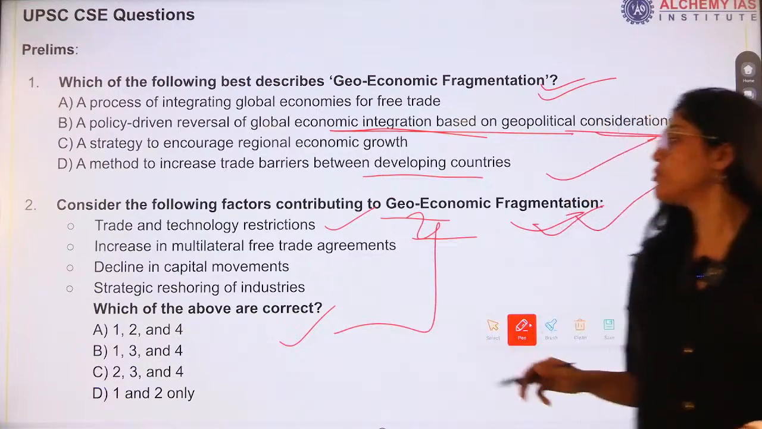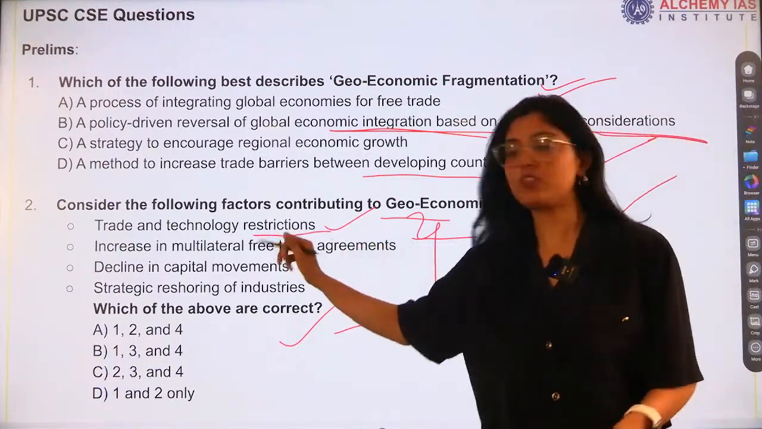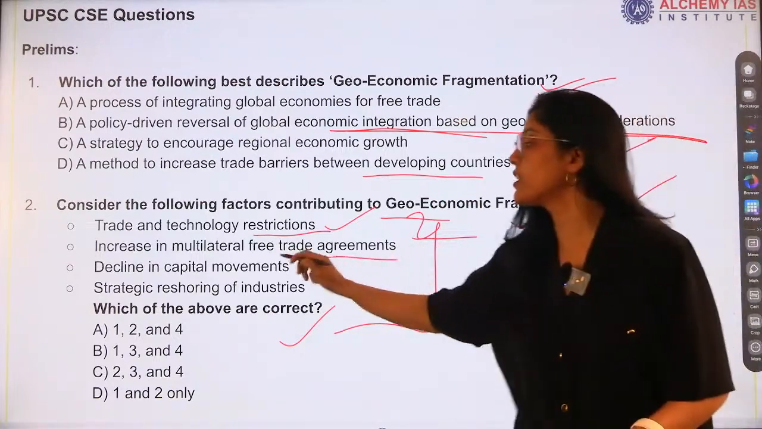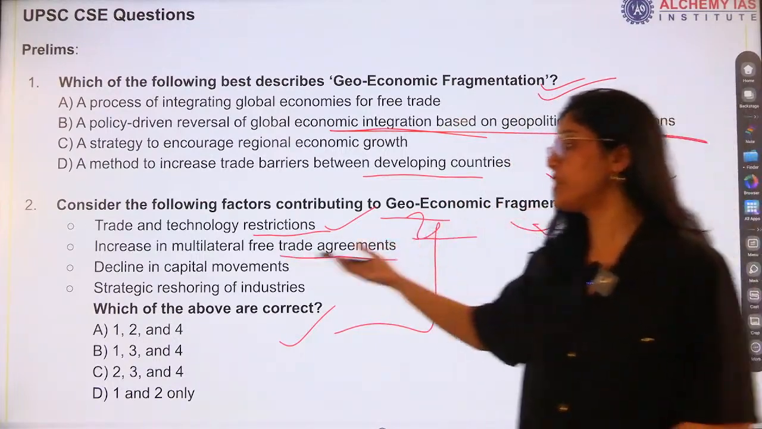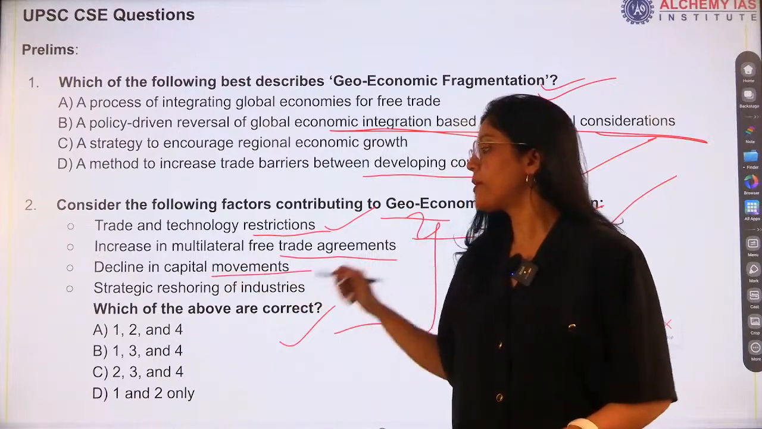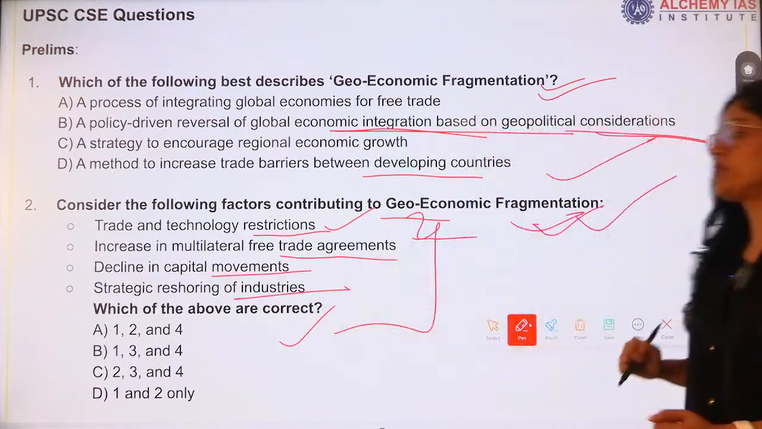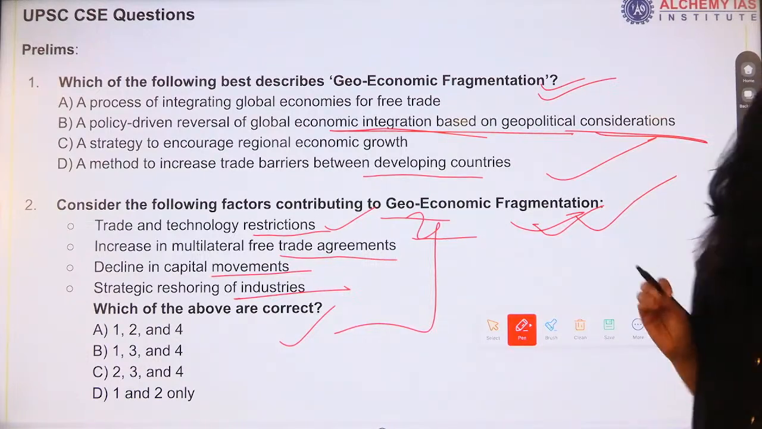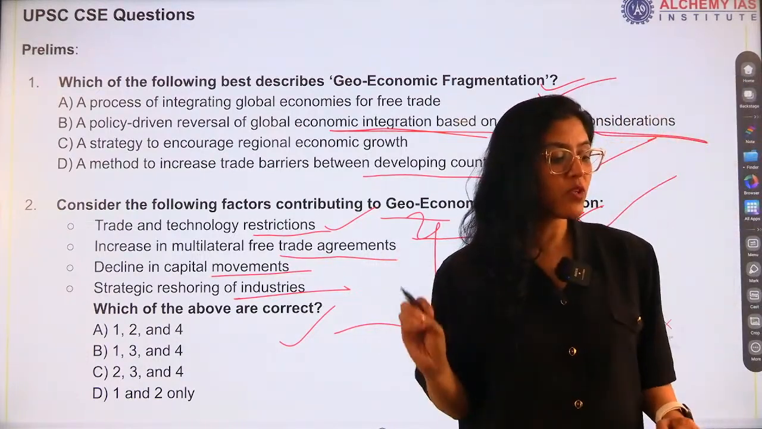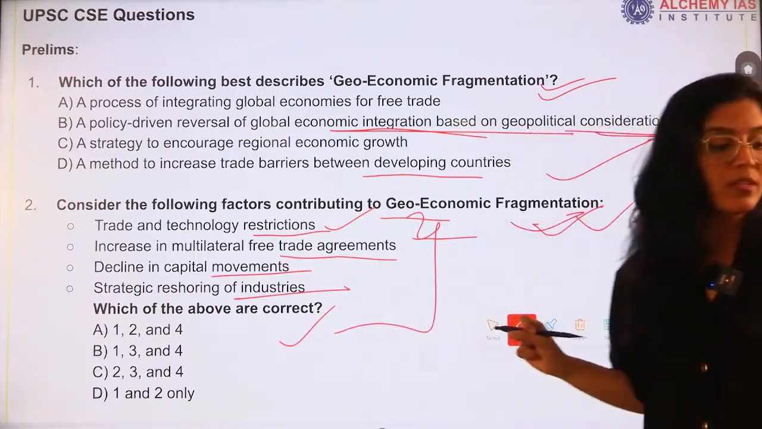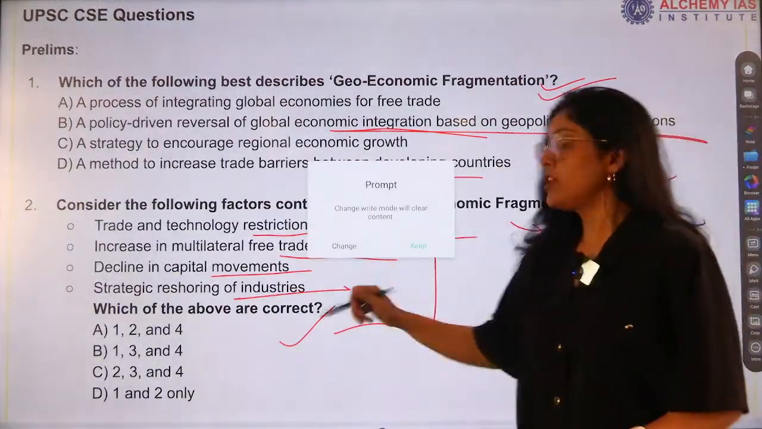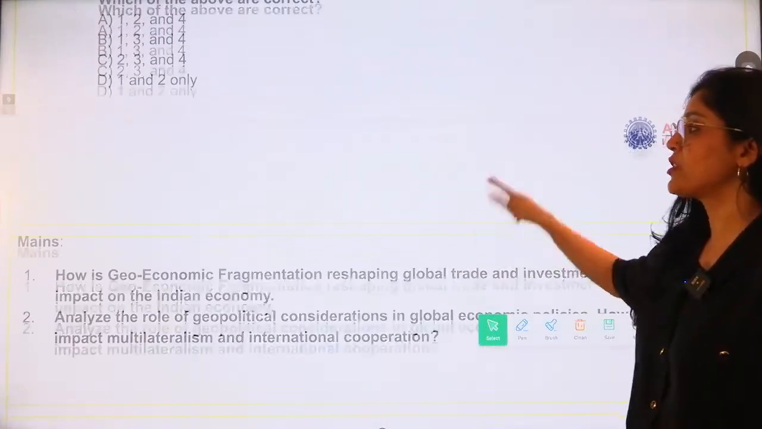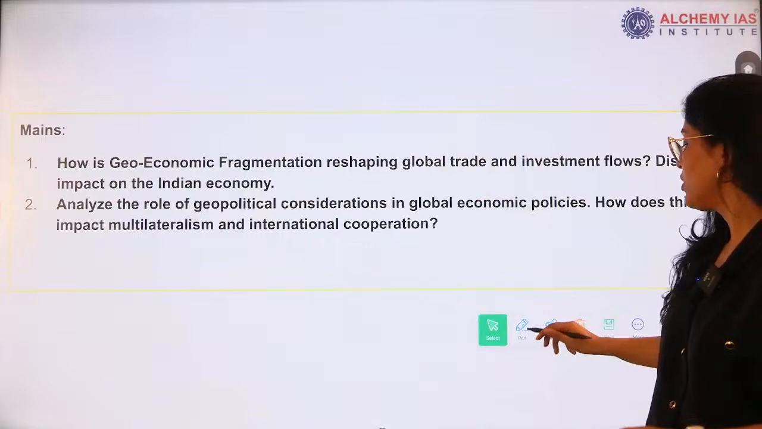Following factors contribute to GEF. Trade and technology restriction: will it contribute to GEF? Second is increase in multilateral free trade agreements: will it contribute? Decline in capital movement. Strategic reshoring of industries. Tell me the answer. It's very simple. If you have understood the concept, answering this question will not be a problem for you. You have to type the answer in the chat box. Okay, type the answer for this question. You can pause the slide also.